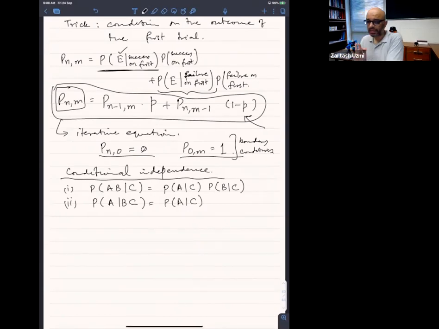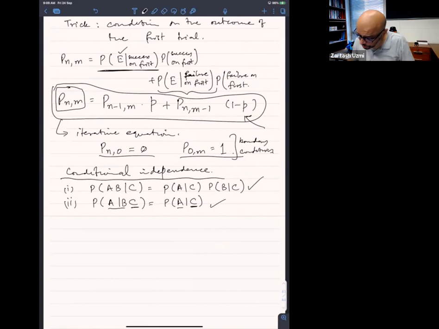But this also means that given C, probability of A is the same as probability of A given B. If we drop C here, one is A given B and the other is A. So when C is given, the probability of A is equal to probability of A given B. When does that happen? It happens when A and B are independent. So given C, A and B are independent. These two are equivalent.